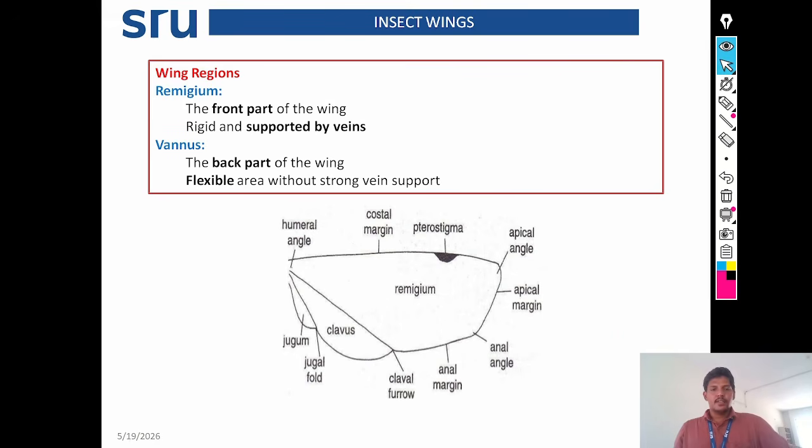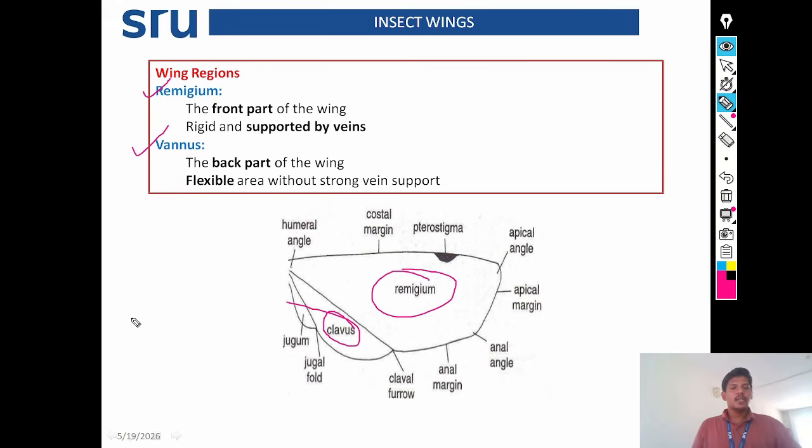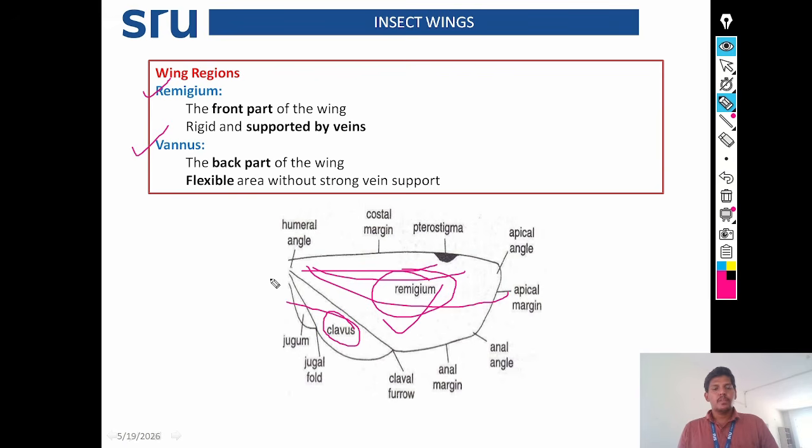Wing regions: remigium and vannus. This is the remigium and this is the vannus. The front part of the wing is the remigium. This is rigid and supported by many longitudinal and cross veins. The back part of the wing is the vannus. This is a flexible area without strong vein support.